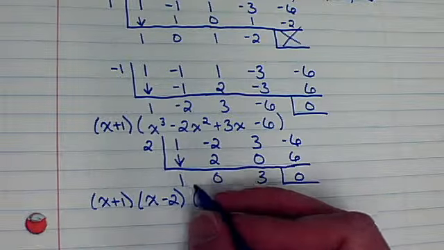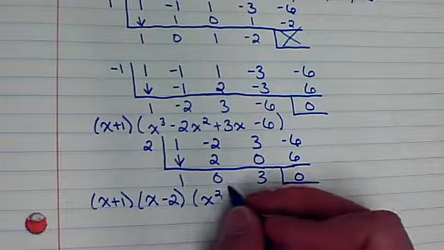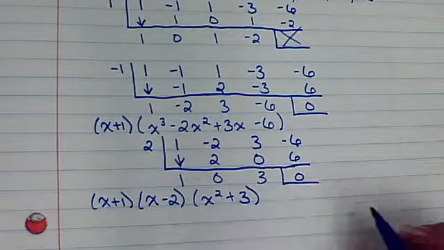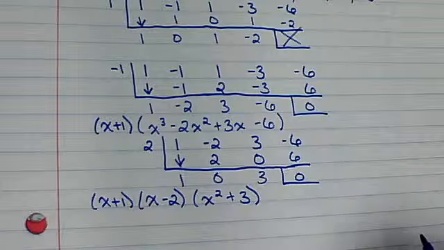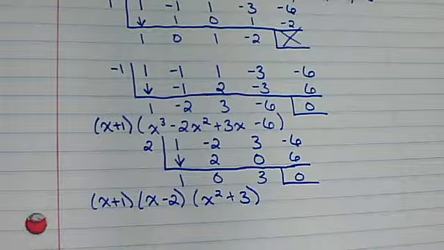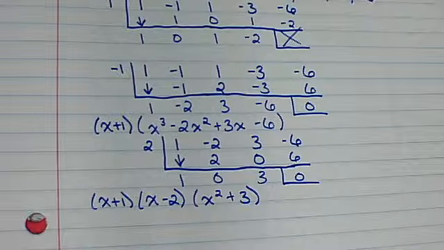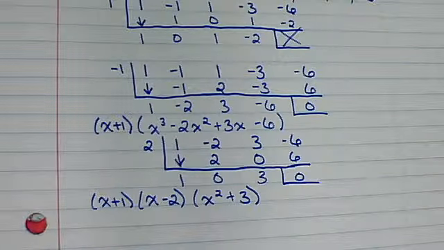Now this is going to be x squared, 0x, and plus 3. Now, x squared plus 3. It's not the difference of squares. It's not going to factor anymore, but it's easy to solve.